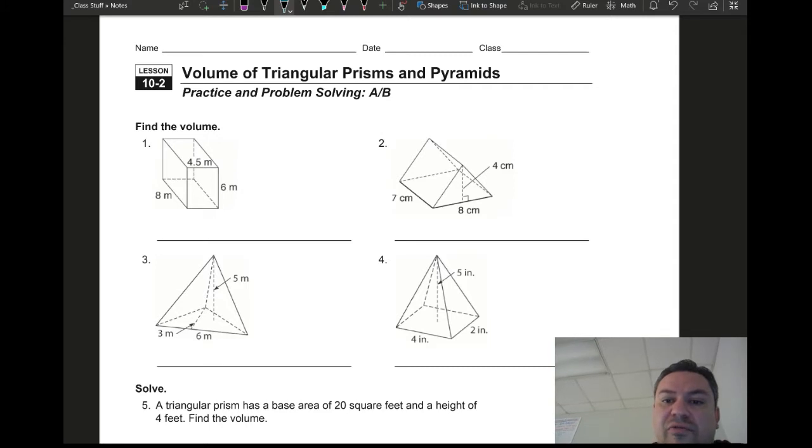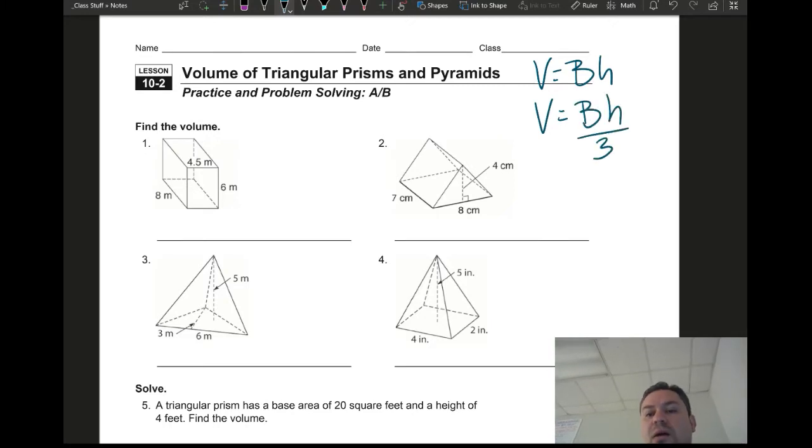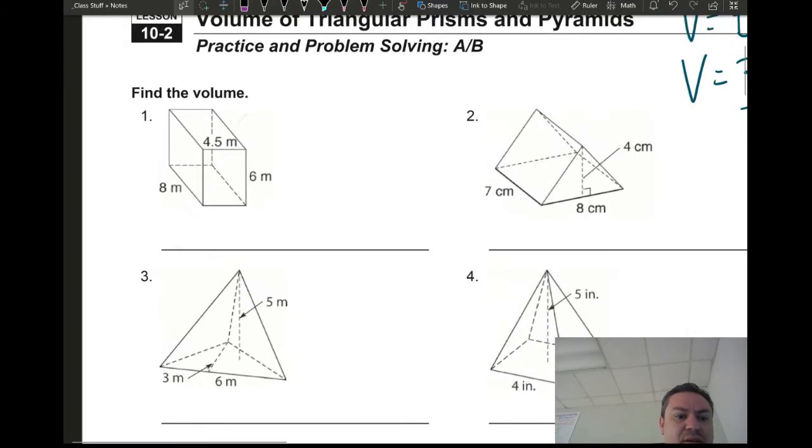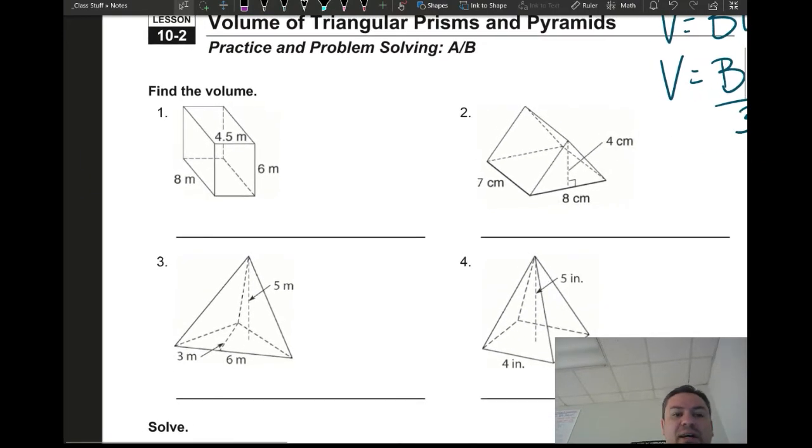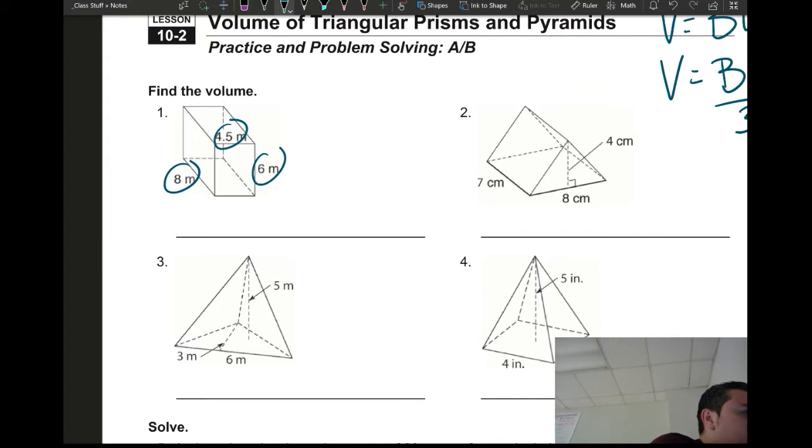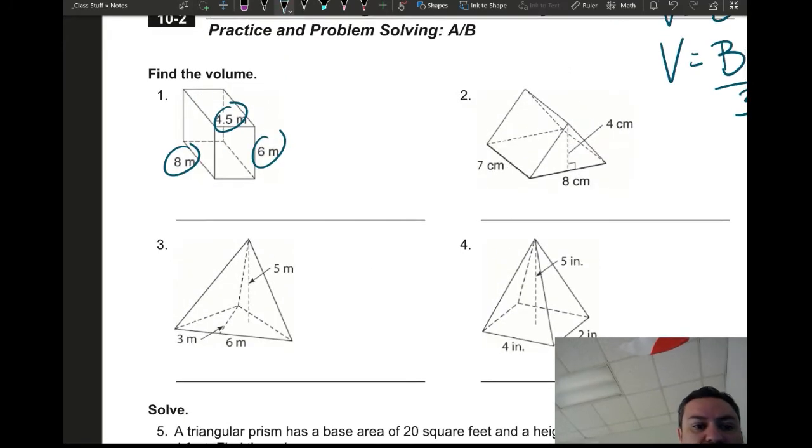We have two formulas. For prisms, V equals big B H. For pyramids, V equals big B H over 3. This B means area of the base. However, we're going to do this the fast way. For volume of rectangular prisms or boxes, all you have to do is multiply the three numbers and you're done. So you have 8 times 6 times 4.5 and you get 216. Multiply the three numbers in any order and you get 216 meters cubed.